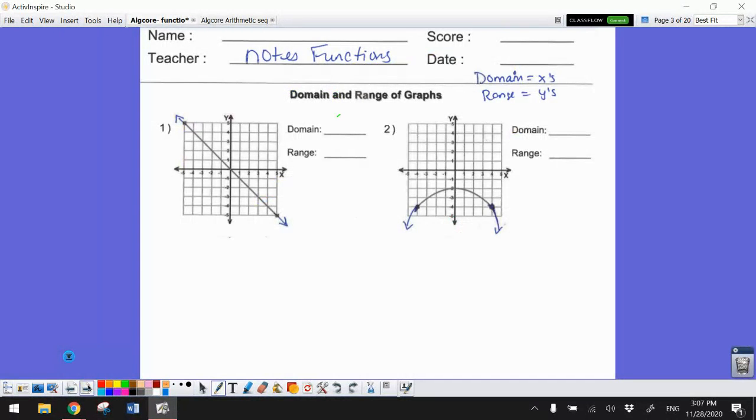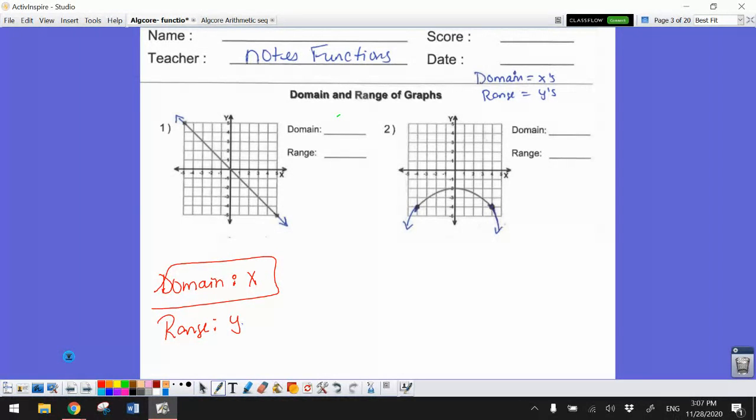So let's start by talking about domain and range. Domain is always the x values. And range, those are the y values.